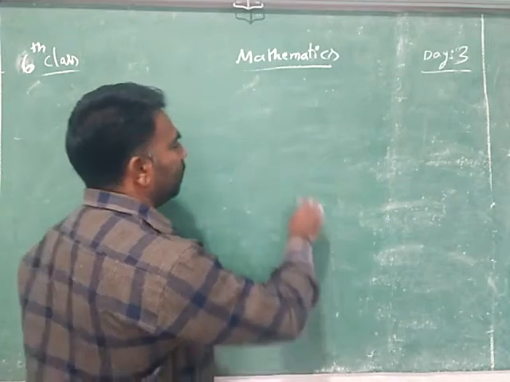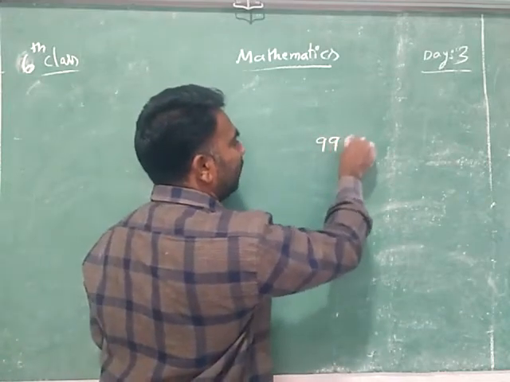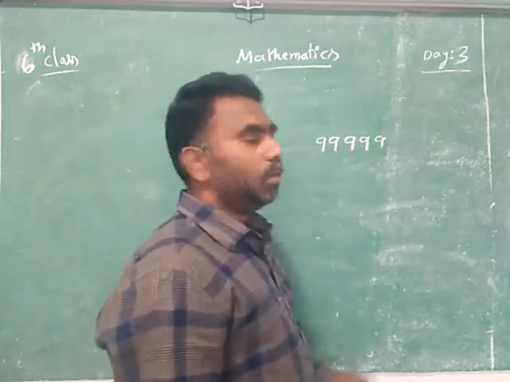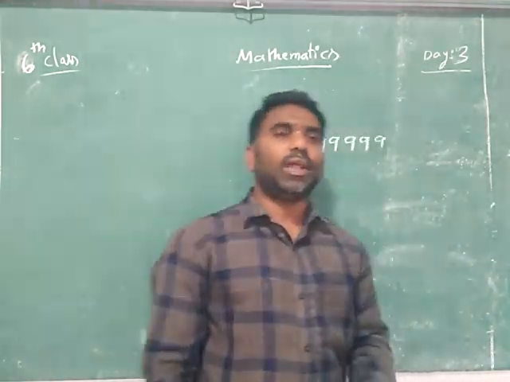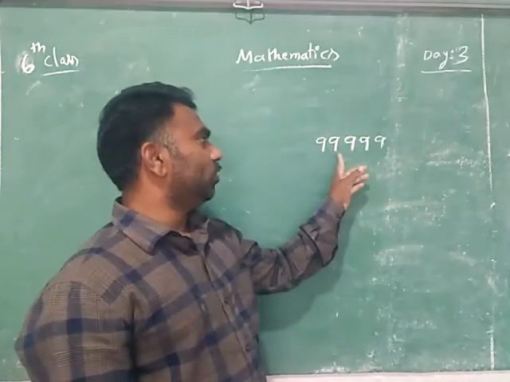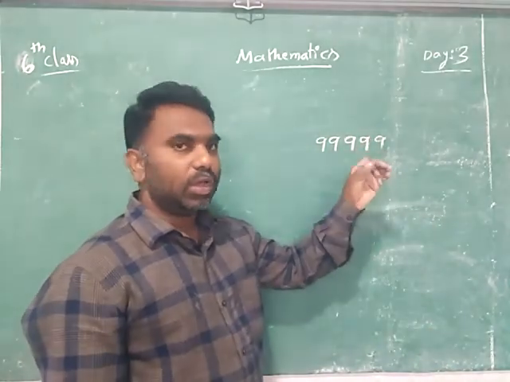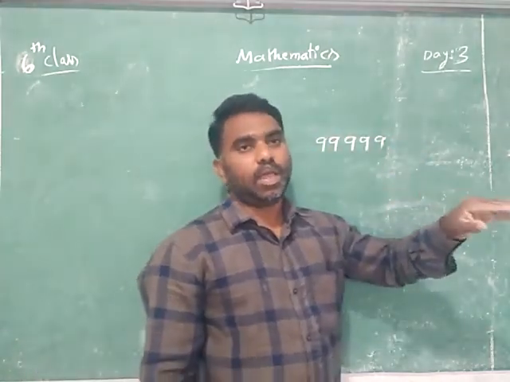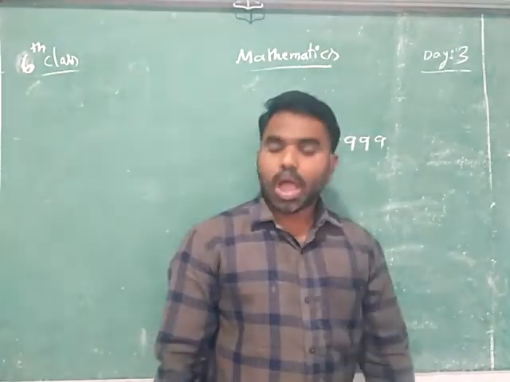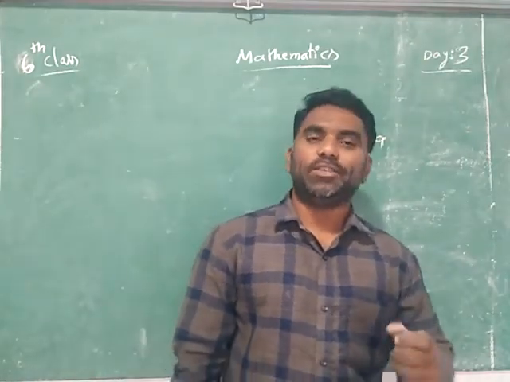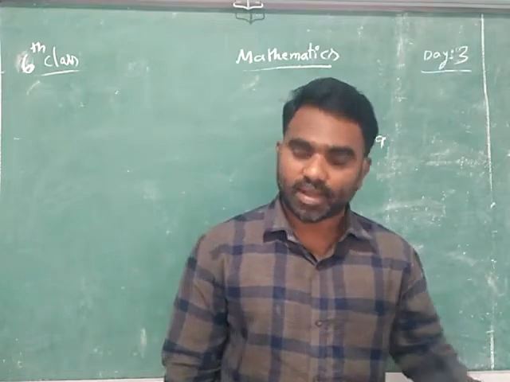So the numbers up to 99,999 only we have learned. More than that, in 5th class you didn't learn. If you increase one more, it will become 6 digits. But up to these numbers, how do you write the face value and place value, expanded form and short form? We are going to discuss in this class.